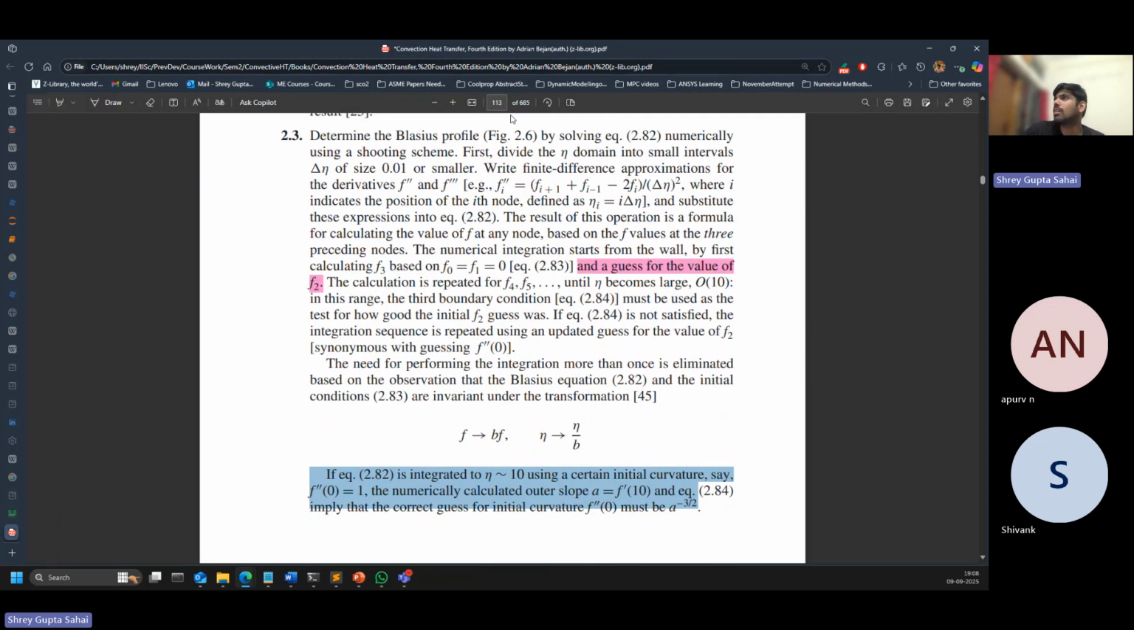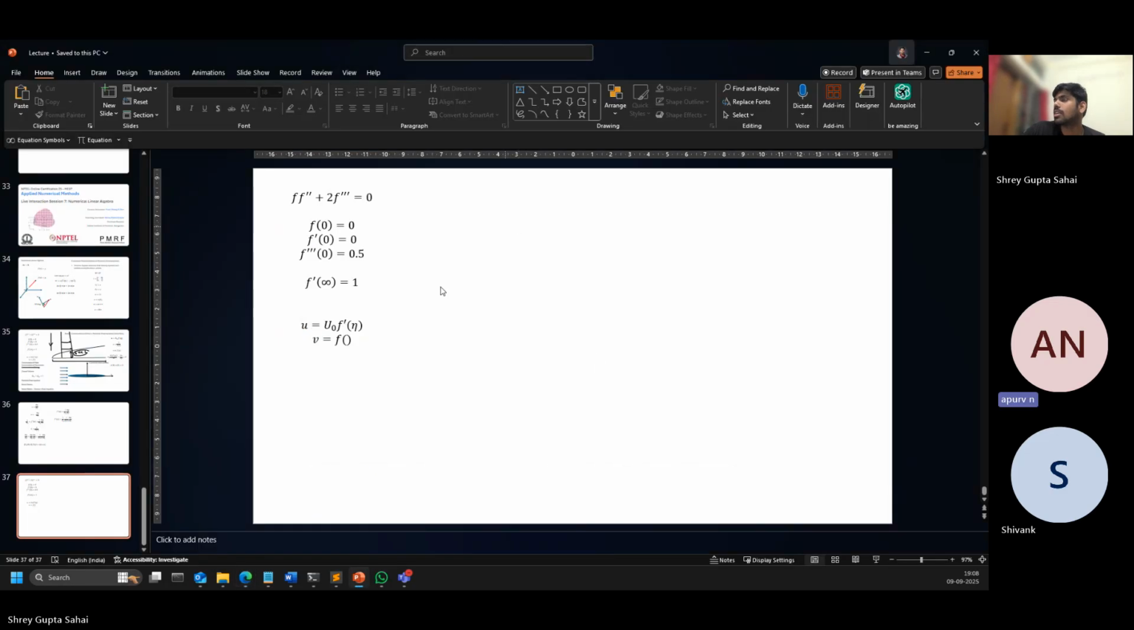Tell me what topics sir has covered, like integration methods. Just tell me that at least. Simpson's one third method, Simpson's three eighths, trapezoid. So, integration.